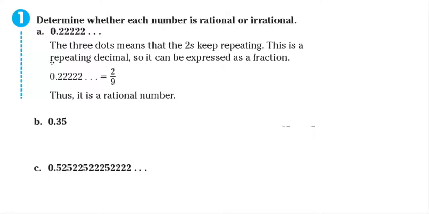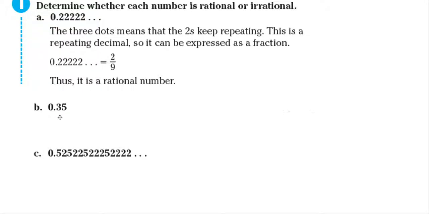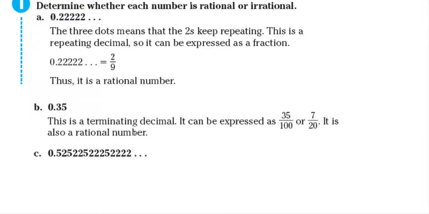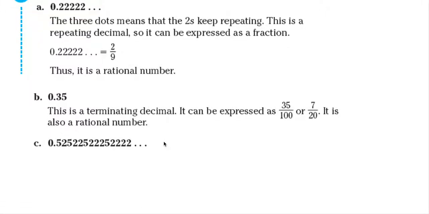And we know if it's a repeating decimal, it can be expressed as a fraction, 2 over 9. Thus, this is a rational number. Letter B, 0.35, okay, it terminates, it stops at 5, which simply means that it can be expressed as 35 over 100 or 7 over 20, A over B. It is also a rational number.